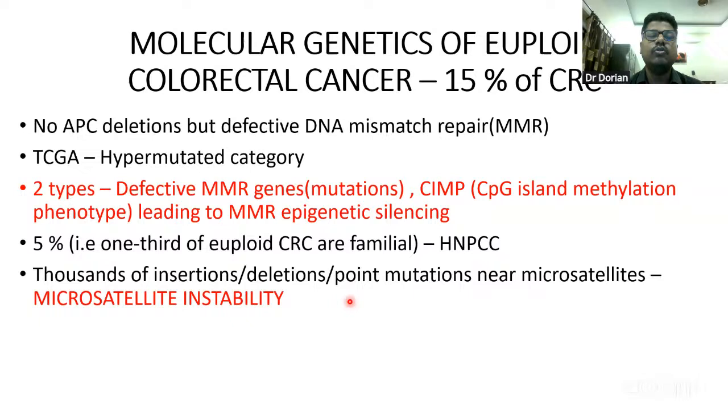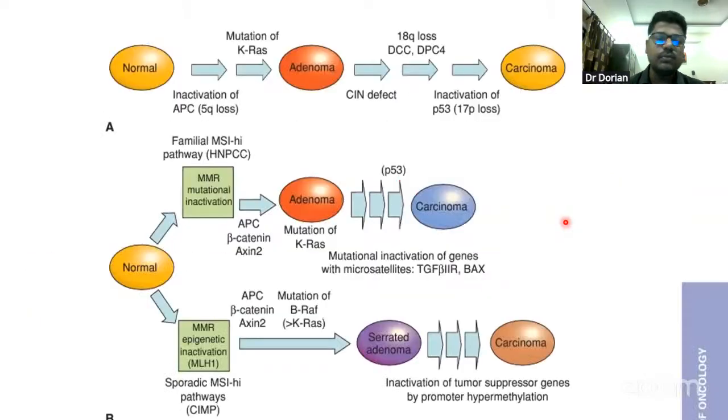This is known as microsatellite instability. Okay. The person's genetic fingerprint is lost. The 6 to 30 base pairs will be unique for each person. Okay. So this is the first thing, the adenoma carcinoma sequence. The second thing will be the euploid colorectal cancer.